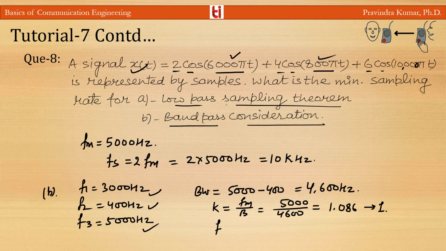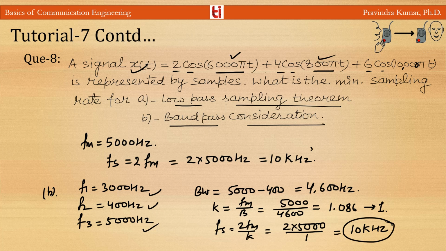So fs will be 2 fm by k, or 2 times 5000 by k, which will be equal to 10 kilohertz. So for the band pass consideration, and for the low pass sampling theorem, the sampling frequency is the same, 10 kilohertz.